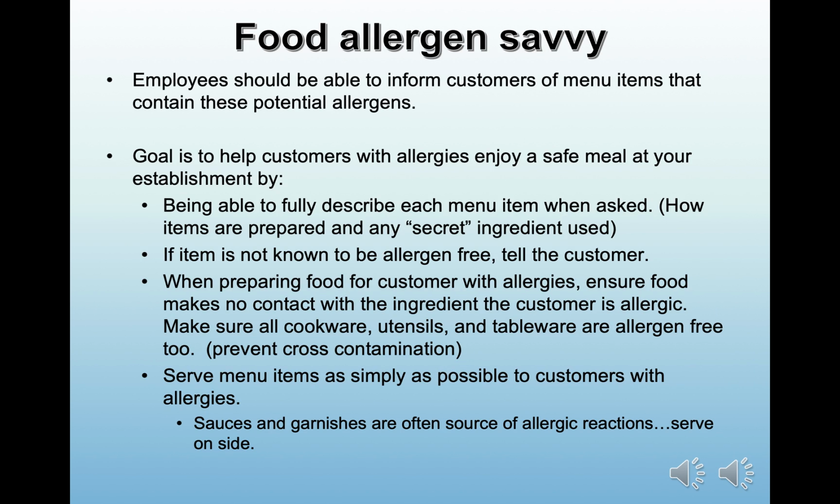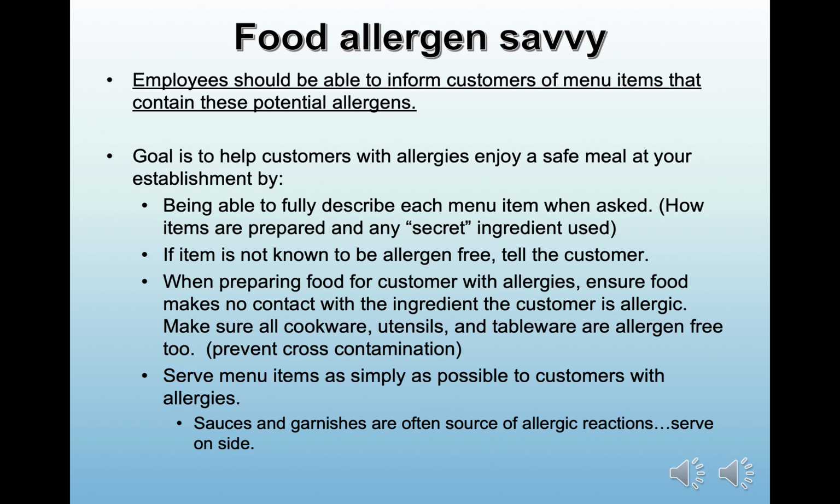There are a few things that your food establishment should be doing in regards to food allergies. Employees of your food establishment should be able to inform customers of menu items that contain these potential allergens. The goal of this is to help customers who have food allergies enjoy a safe meal at your food establishment by being able to fully describe each menu item when asked and be able to list the ingredients in the food dishes. If the food dish is not known to be allergen-free, food employees should tell the customer and urge them to order something else.